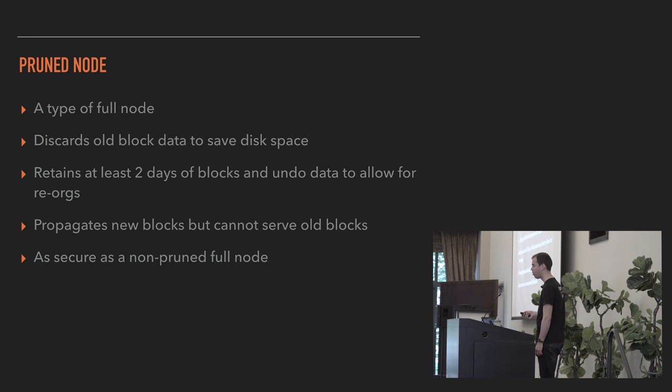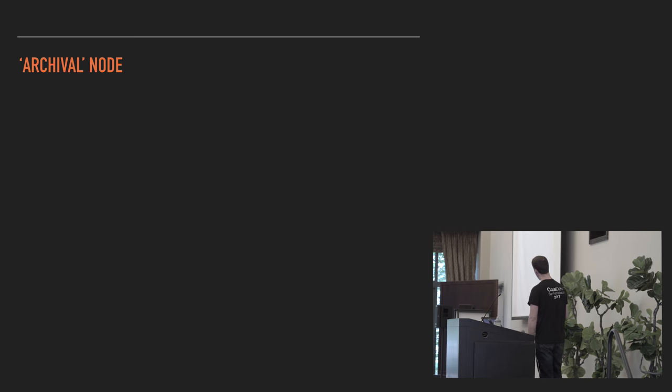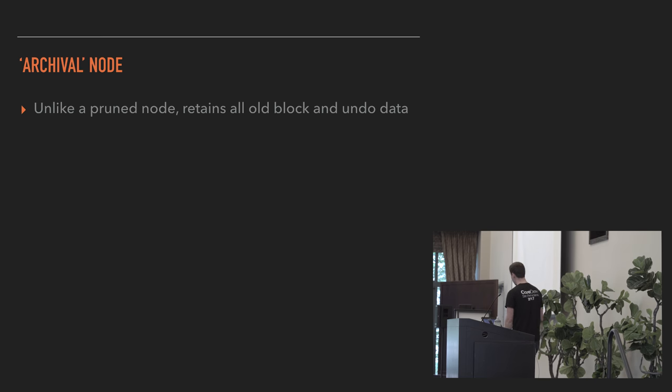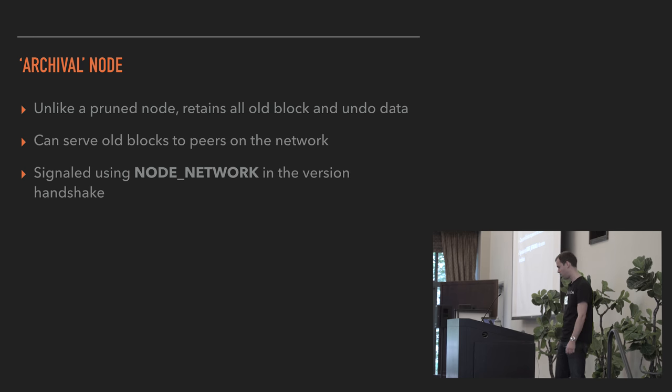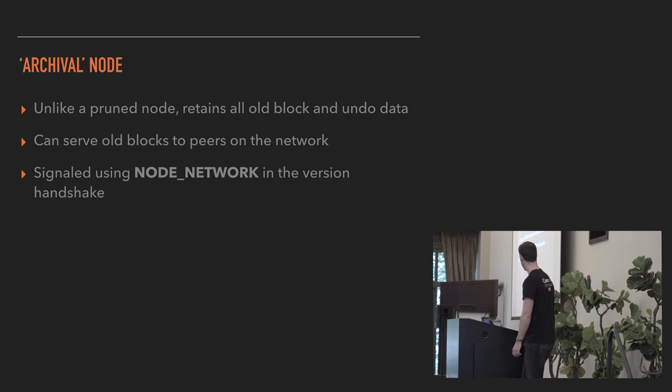Any other question about pruning? Okay, I'm going to talk about archival nodes. All I mean by that is it's a full node that stores the entire history. It's like an archive, and it can serve blocks to its peers on the network. Unlike a pruned node, which can't serve old blocks, an archival node can serve you any block in the history. And that's signaled using the node network service bits in the version handshake. So that should answer your question.